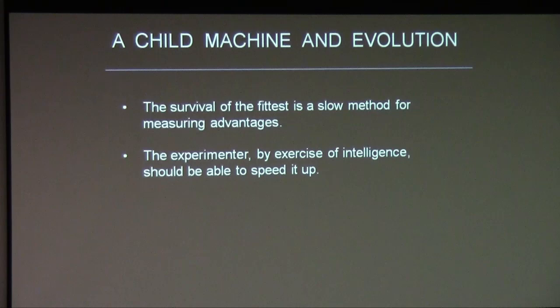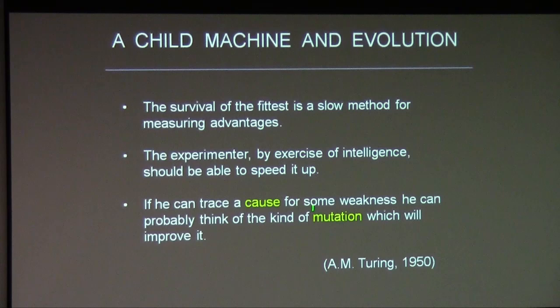It's not that simple. Turing goes much deeper than that, and deeper into the paper. He makes even a quantum jump into the relationship between machine learning and evolution. The survival of the fittest is a very slow method for measuring advantages, he said. The experimenter, I mean the programmer, by exercise of intelligence, should be able to speed it up. And how? If he can trace a cause of some weakness, we can probably think of the kind of mutation which will improve it. So if the programmer can identify the reason for weakness, then he acts like an evolutionary mutation. And artificially, by reason of intelligence, overcome this weakness by a change which will improve it.